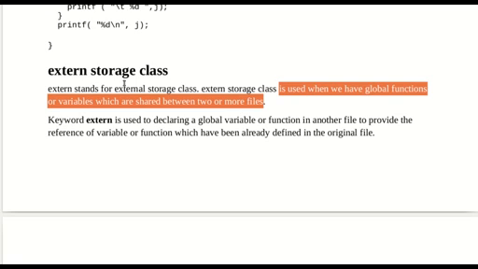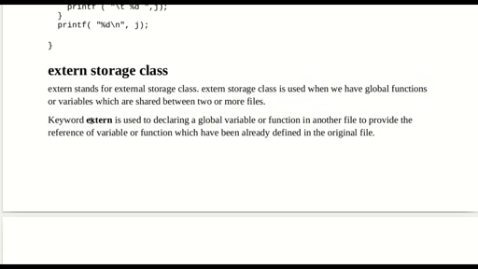So the keyword extern is used to represent the extern storage class. So it's a global variable. Global in the sense it can be accessed anywhere in the program, or by a function in another file. That is also possible. If you define a variable as extern, you can access it in another file also, to provide the reference of a variable or function which we have already defined in the original file.